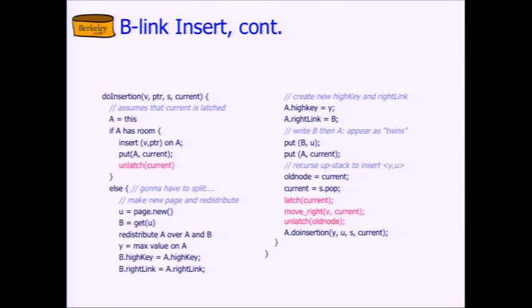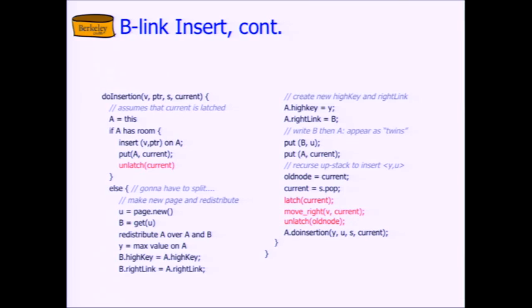Now we've got to create the high key and the right pointer, right? So the new high key of A is Y. The new right link of A is B. We can write B into the database, which nobody knows about except us. We can write A into the database, which, by the way, we still have latched. Okay?